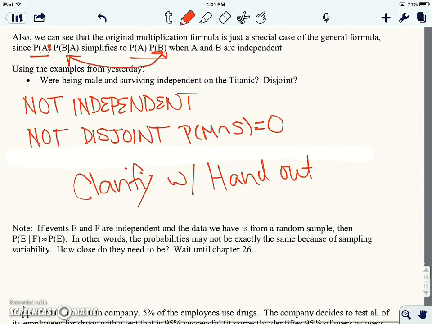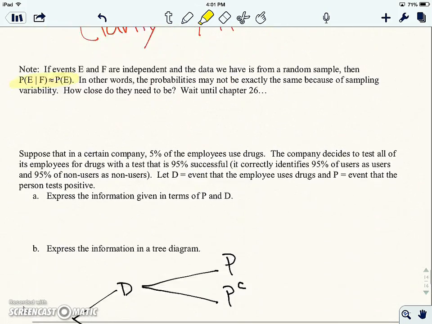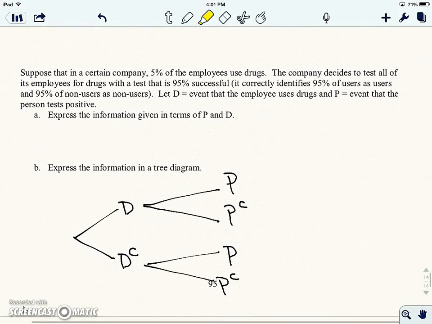Okay. Lastly, notes. If events E and F are independent and the data we have is from a random sample, then the probability of E given F is the same as the probability of E, but it could be a little off. And it's going to be off because of sampling variability. Okay, and we'll talk about how close they need to be in chapter 26. I'm going to go to the next video for our last examples.